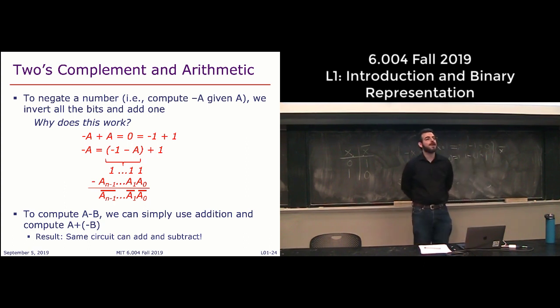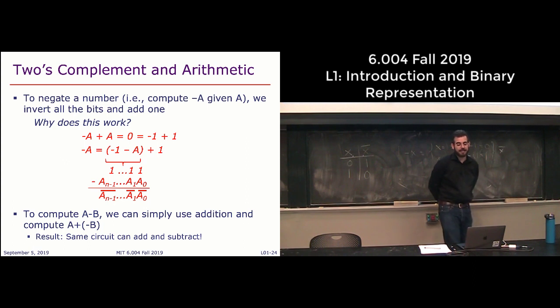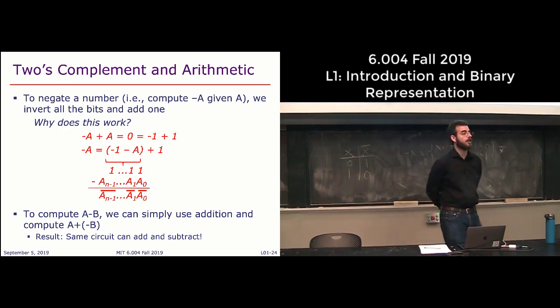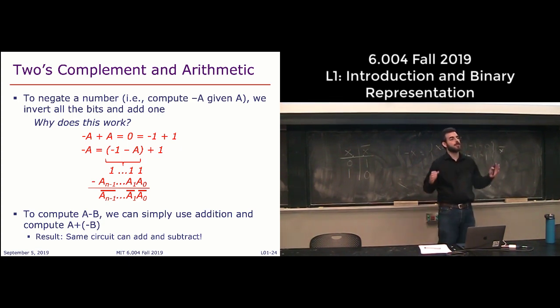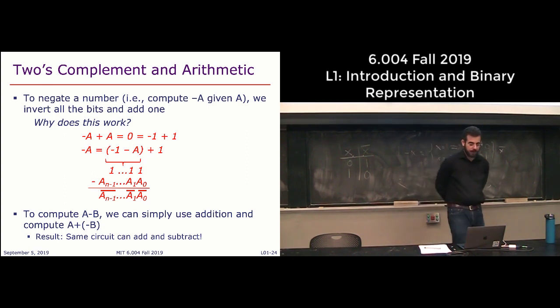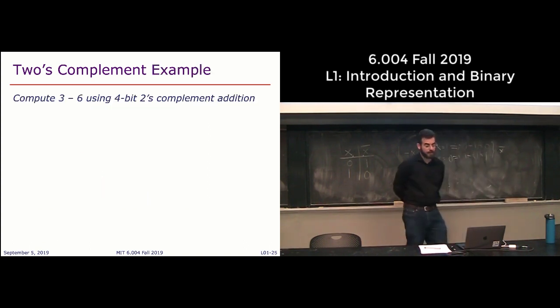Though this might seem a little bit arbitrary, as we'll see in a few lectures, the reason this is very nice is that we'll build a single circuit that can add and subtract, because this inversion is trivial and because adding 1 to a number is also very easy. With some modifications, we'll start with an adder, and then by changing a few very simple things, we'll be able to both add and subtract.